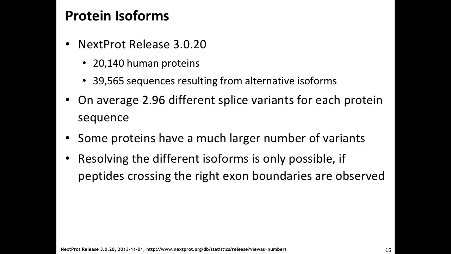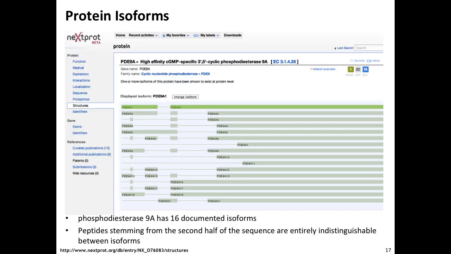Some of these proteins have vastly larger families. So this here, PDE9A, you can look that up in ExPASy if you like, that has 16 documented isoforms. And you see while large parts of the proteins are shared between isoforms, up here in front there are many things going on that make it really hard to distinguish these 16 isoforms. And basically, if you identify something here, then you have no idea which of these isoforms it is. And if you find something down here, then it depends really on which isoform it belongs to, whether you can make any statement about that at all.